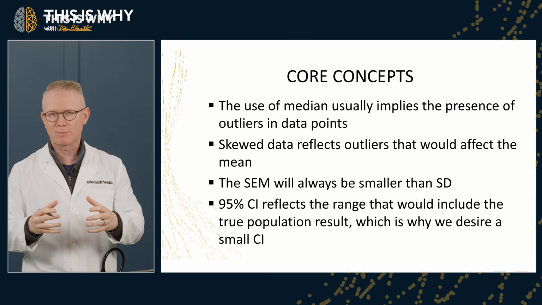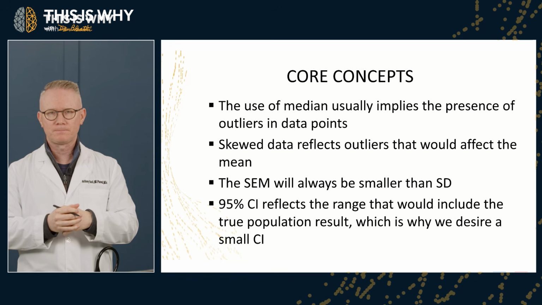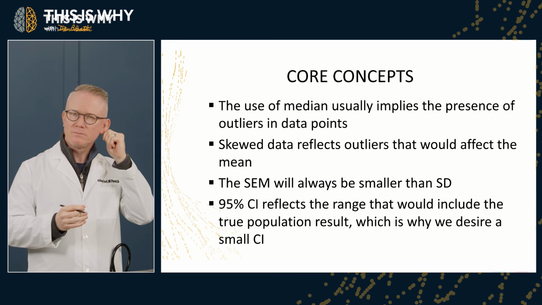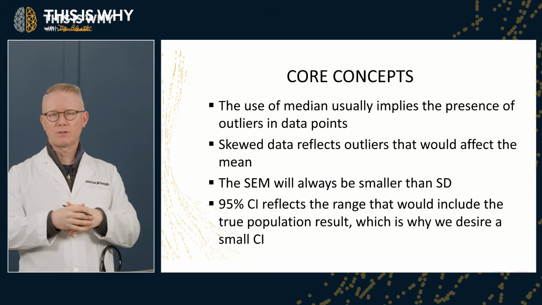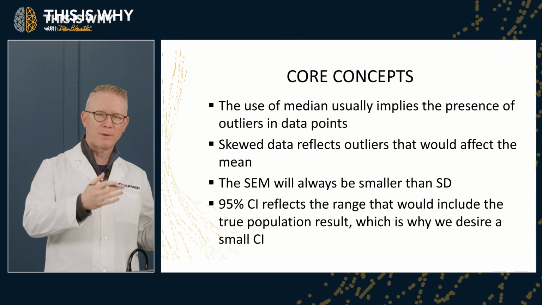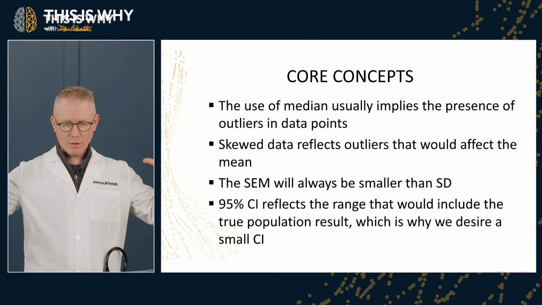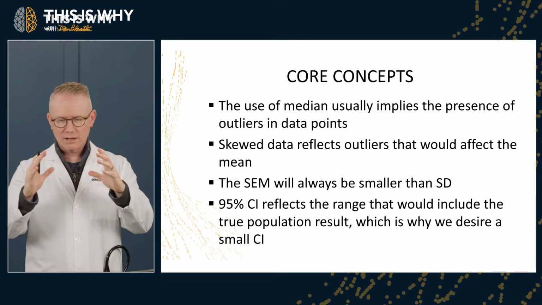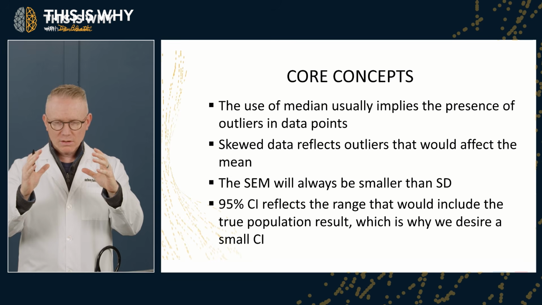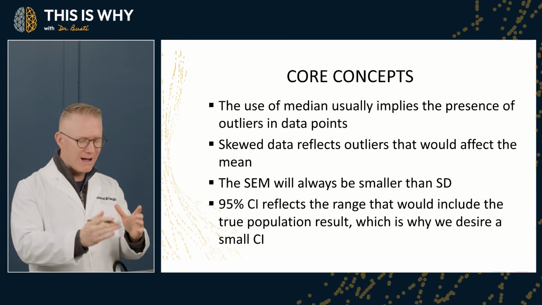We want it to be small. It is smaller than the standard deviation. And the 95% confidence interval range would include the true population result. So that's why we want these really tight, narrow confidence intervals, because we want to feel confident that the results we're reading about in this paper are what the population is likely to experience if we apply this information to it. All right, guys?